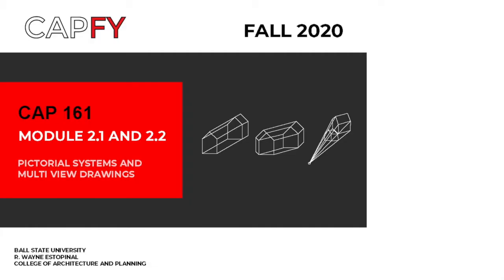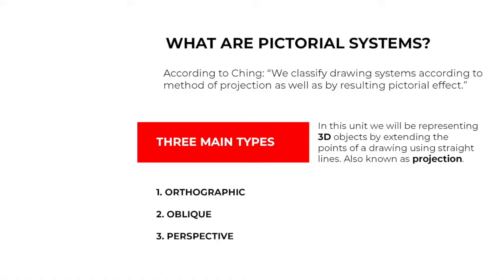We begin here with this slide deck, looking at these different pictorial systems and multi-view drawings, the different types of drawings by nomenclature and by name, understanding what the different names mean and what the different drawings do. And so chapters in Frank Ching's book, Design Drawing, are helpful for that.